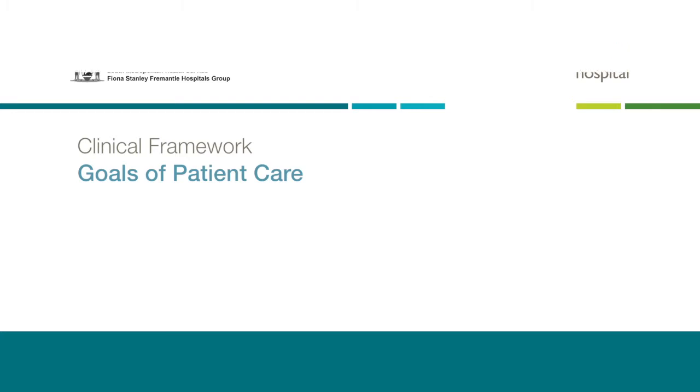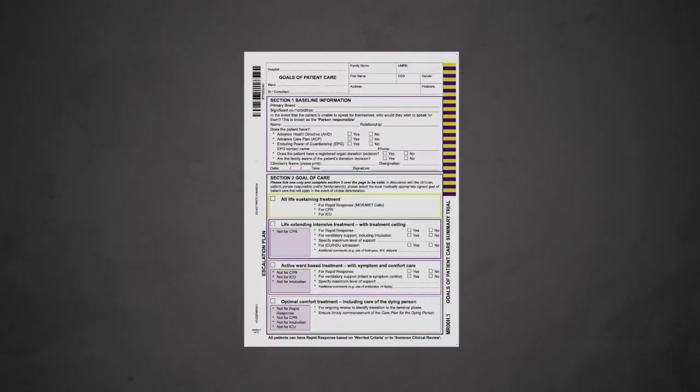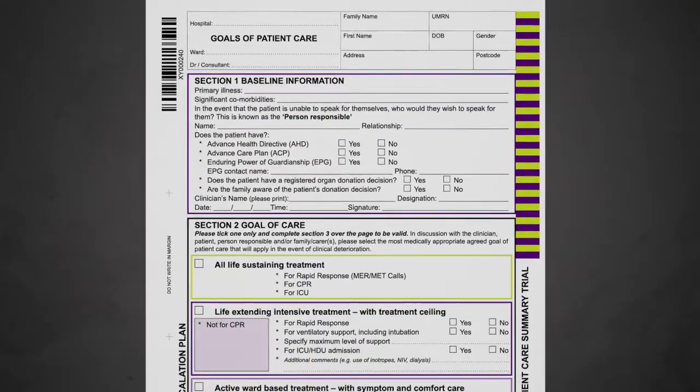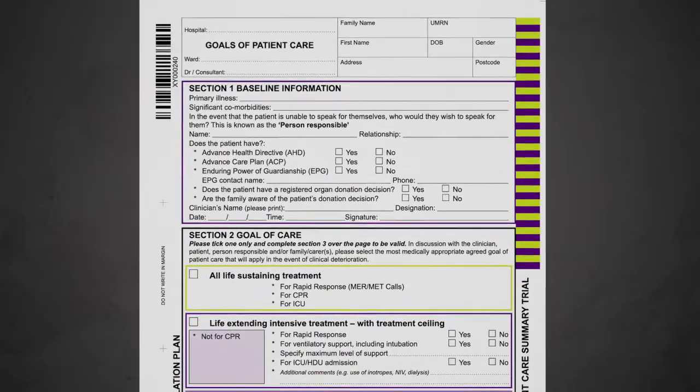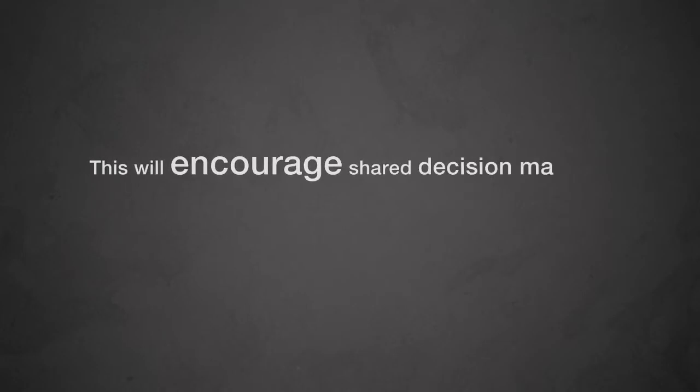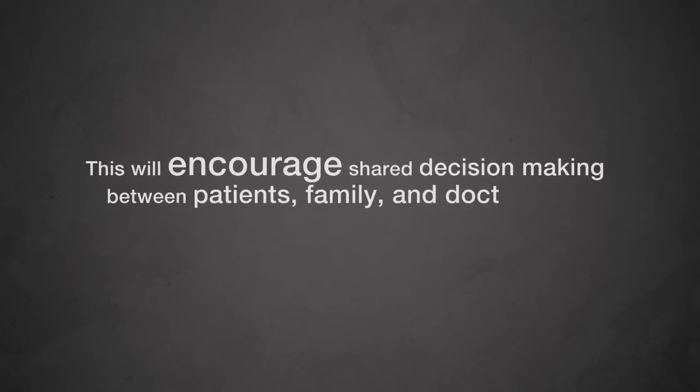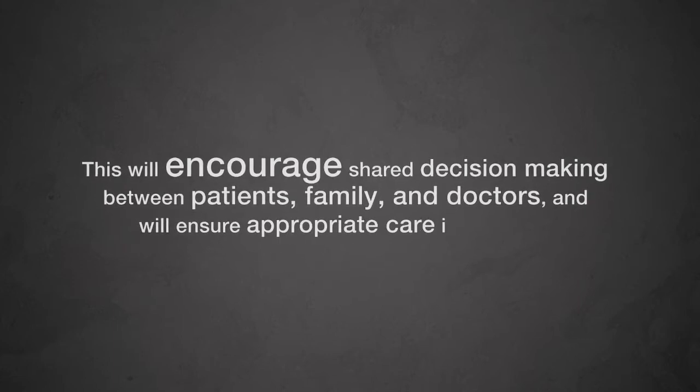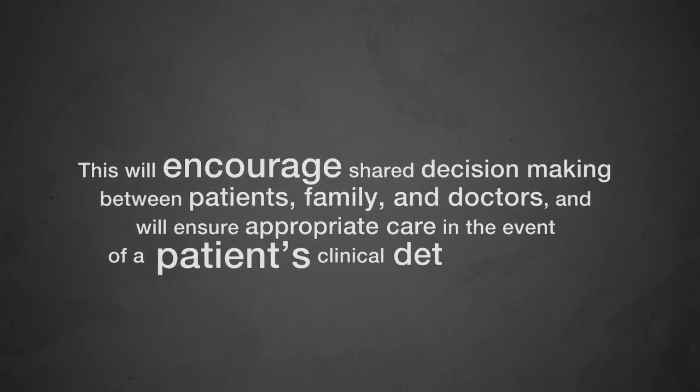From 2018, the new Goals of Patient Care forms will start to replace the current Do Not Resuscitate forms in all hospitals across WA. This will encourage shared decision making between patients, family, and doctors, and will ensure appropriate care in the event of a patient's clinical deterioration.